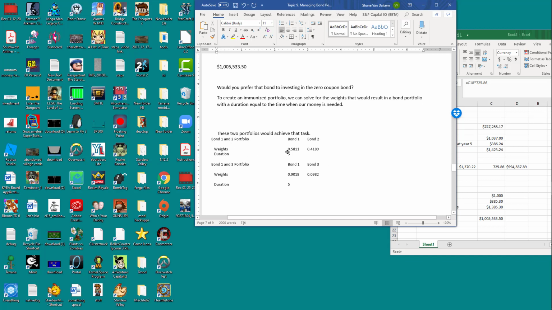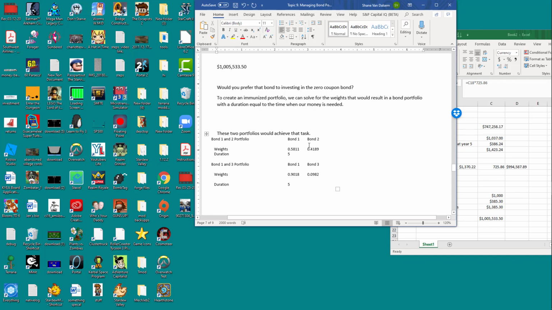So we would put a weight, based on the duration of each of the bonds, of 0.5811 in bond 1. So I'd take 58.11% of my money and put it in bond 1, and 41.89% in bond 2. Together those have a duration of 5 in that weighting scheme. And then if I were to combine bonds 1 and 3, I'd put 90.18% in bond 1 and 9.82% in bond 3. Notice that these sum to 1 when I add them up. And that would also give me a duration of 5.